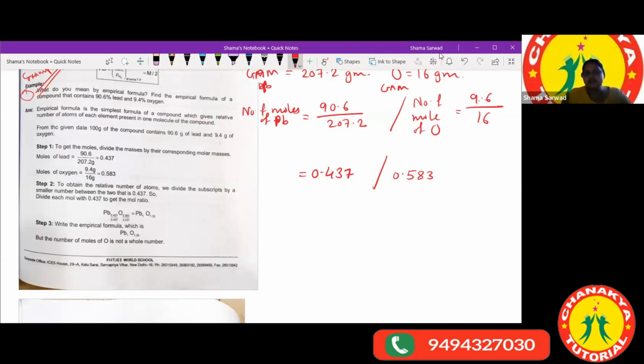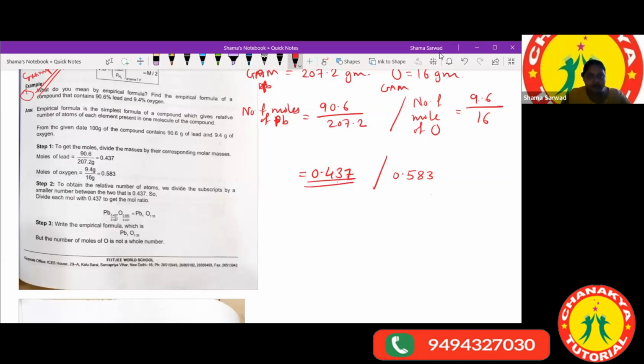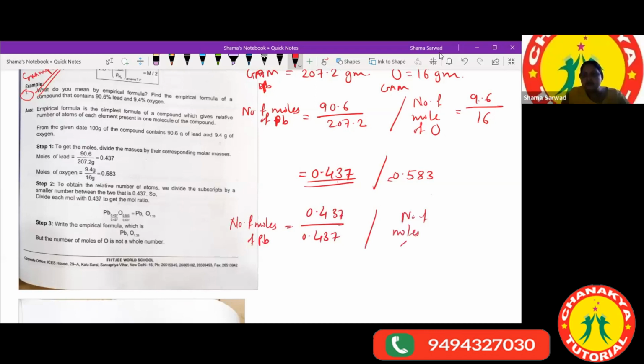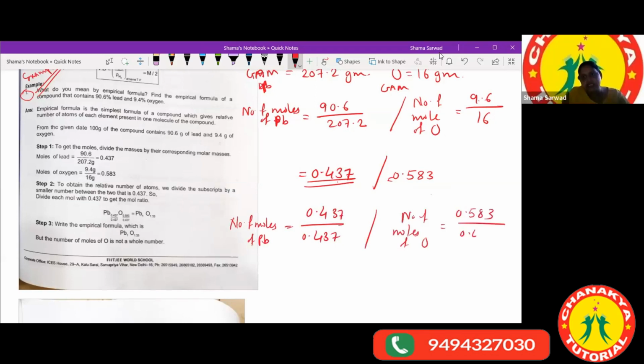Now you get this. Which one is the smallest value among this? This one, right? PB's value is the smallest. So we are going to take a ratio of it with the number of moles. The ratio is nothing but whatever mole number we get here, 0.437, that should be divided by the smallest value. This is your third step, right? Here also, number of moles 0.583 by 0.437. Yes, 0.583 divided by 0.437, correct?